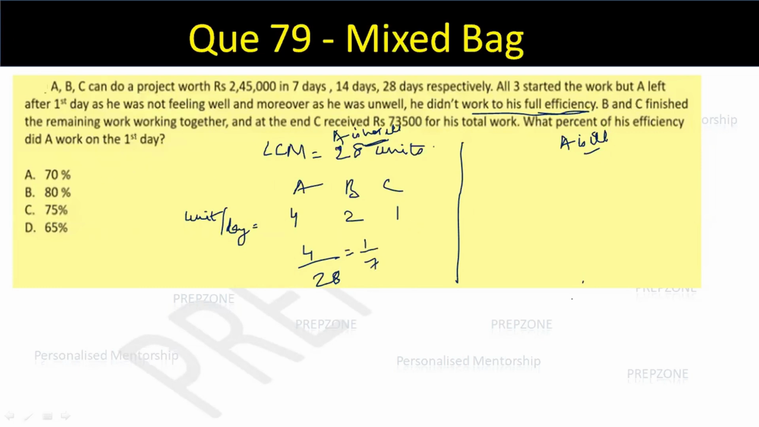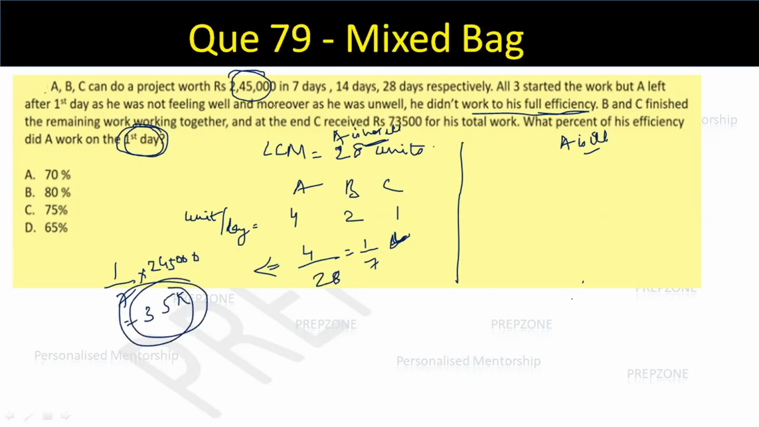Okay, so abhi ke liye we are only talking about first day, right? We are only talking about first day because पूछा सब वही है. So first day में his contribution would have been 1 by 7. अगर वो सही से काम करता तो, which means इसका total amount कितना हो जाता? It would have been 1 by 7 of ये जो भी मेरा contribution का division है, right? इसे 2, 4, 5, 000. Okay, which is what? 35,000. So A would have received 35,000 if he was working with his full efficiency.